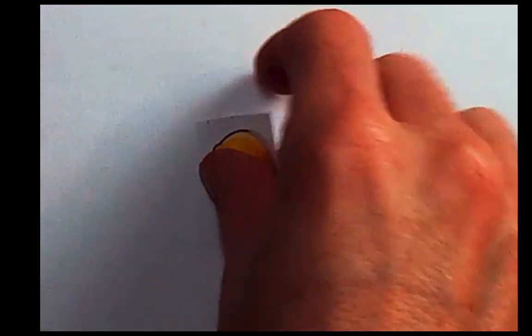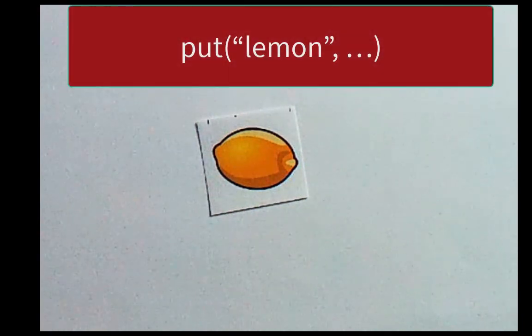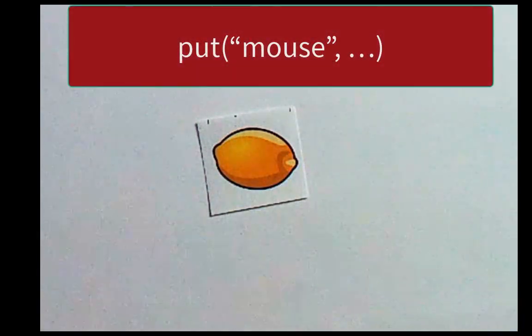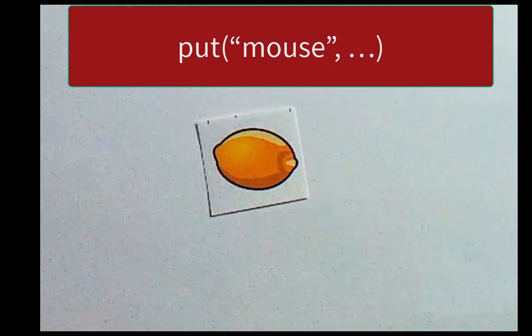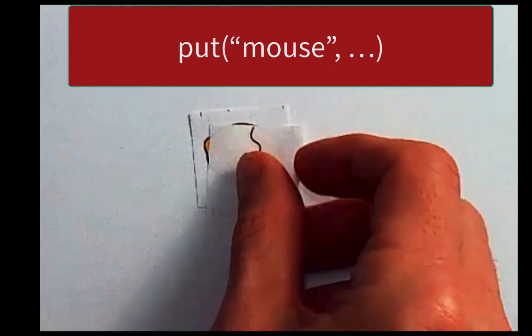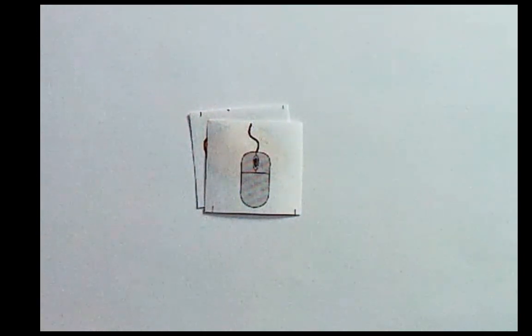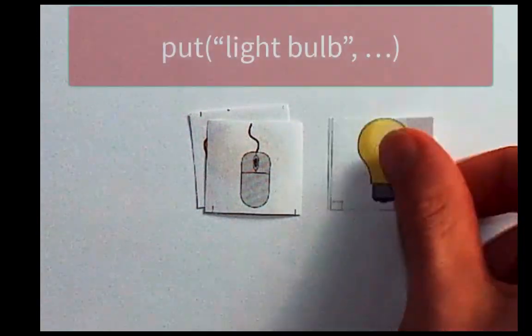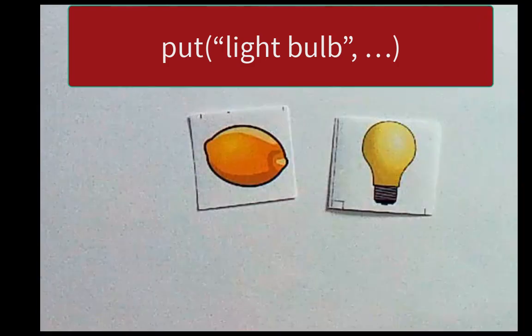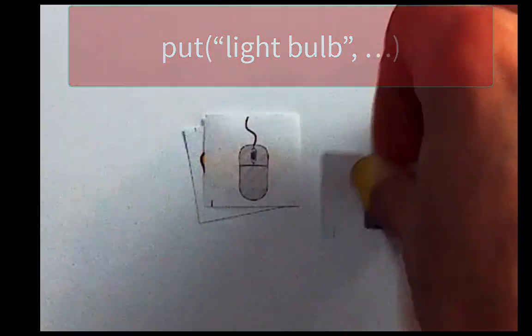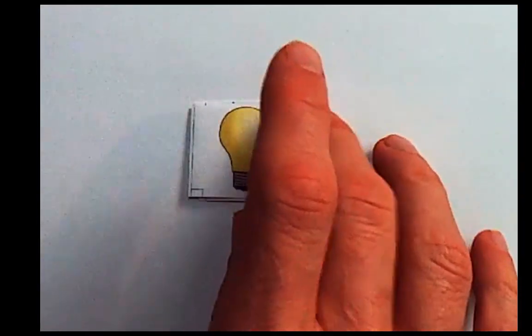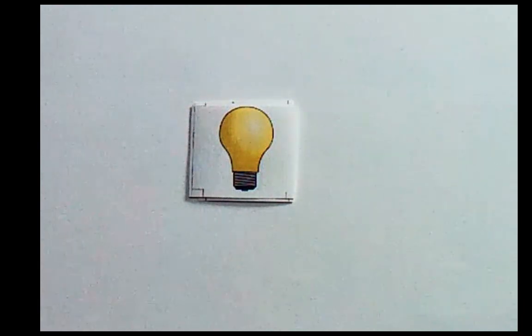I'm going to put my lemon in my list. And when I go to put my mouse in my list, I have to look through my existing unordered list to see if the mouse is already there and if it just needs to be updated. In this case, it's not, so I'll add the mouse to the list. And then I go to put a light bulb in the list, and again, I have to look through my existing list to see if it's already got a light bulb. It doesn't, so we'll put the light bulb in the list. Okay, so the put operation may have to go through the entire list.